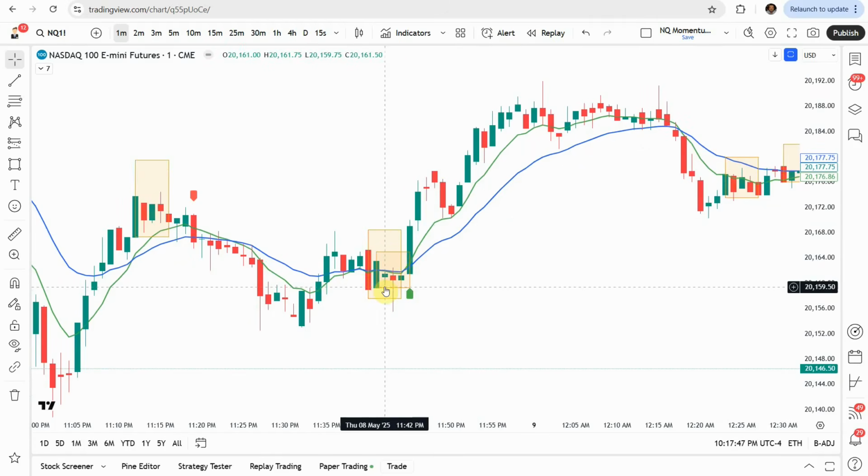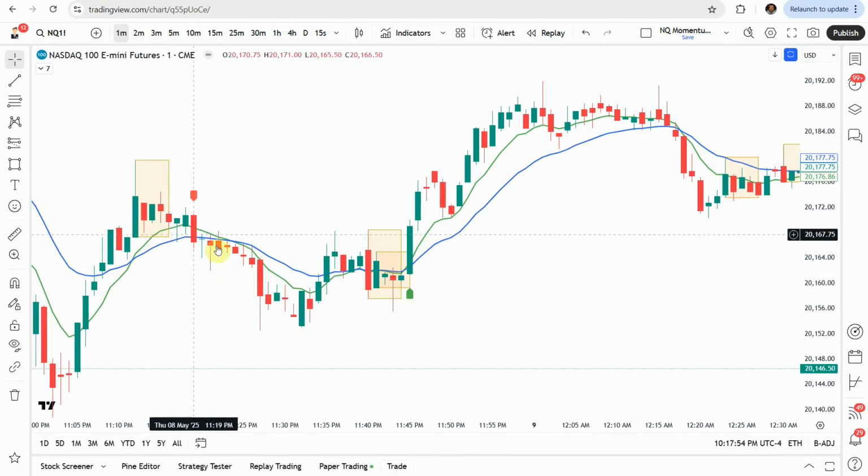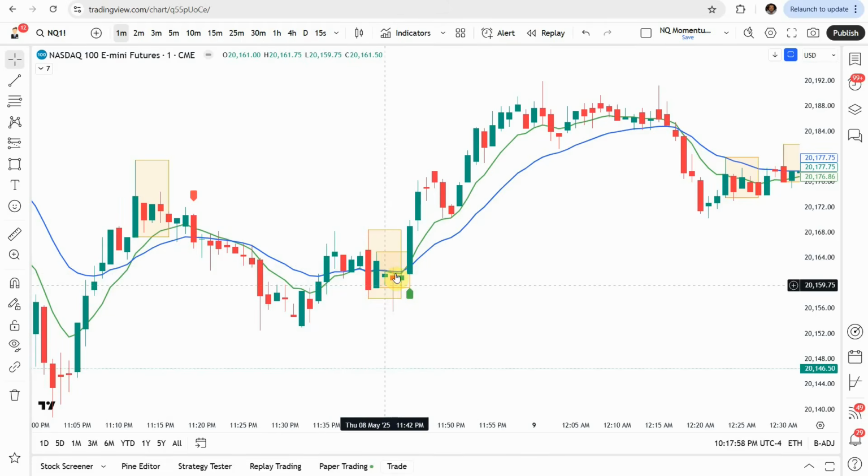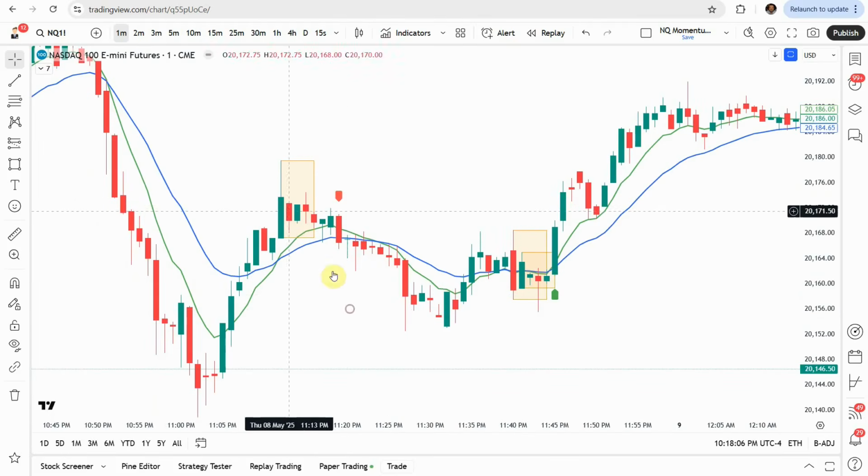Moving back over here, you can see that this one kind of straddles in between the two, but you can see that we get a push down. We show this weakness. The moving averages are starting to cross, the boxes appear, and this would be a nice continuation style move right here. This one right here, we have this really strong push up.